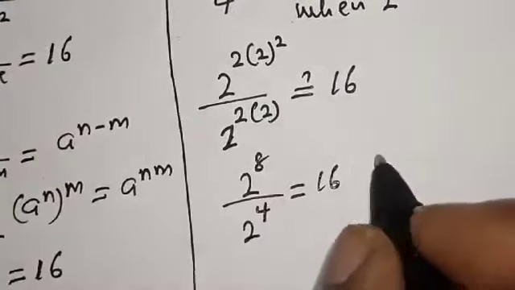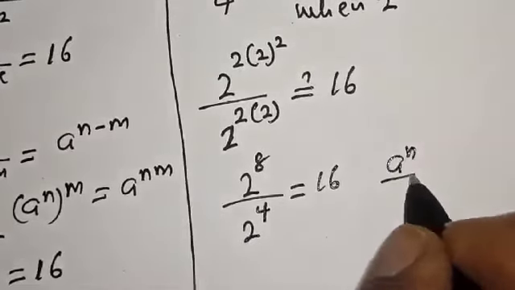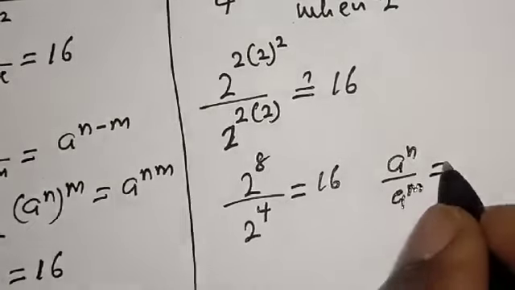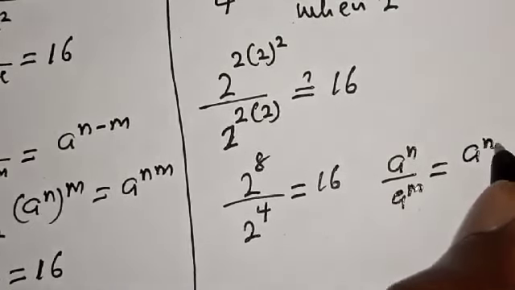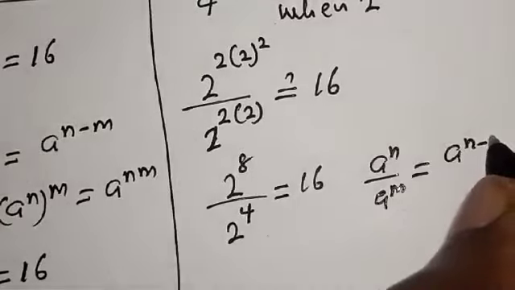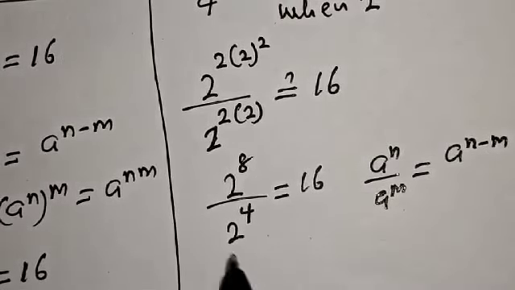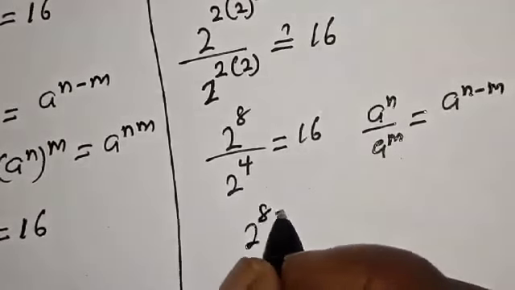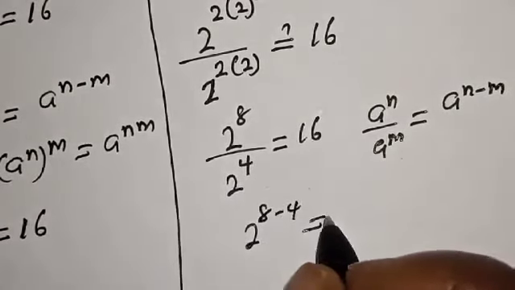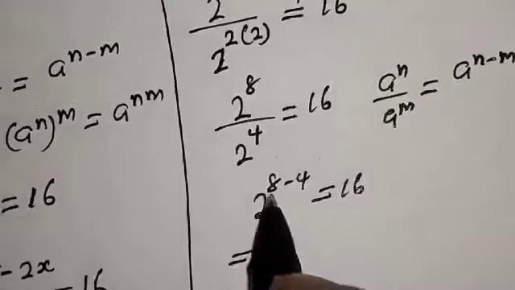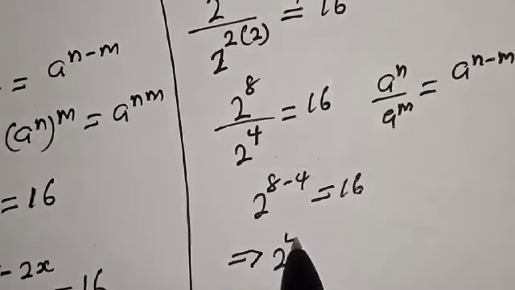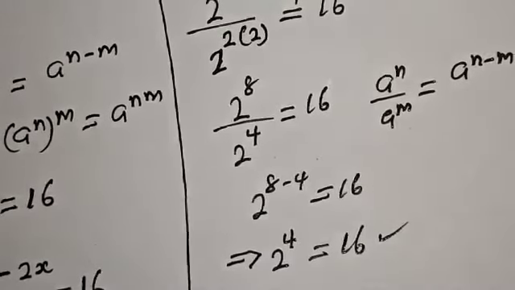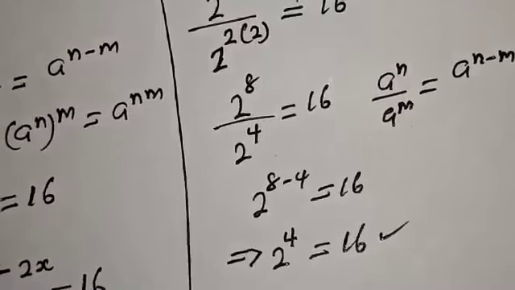Then remember this rule that if you have a raised to power n over a raised to power m, this is equal to a raised to power n minus m. And this becomes 2 raised to power 8 minus 4 must be equal to 16. 2 raised to power 8 minus 4 is 2 raised to power 4. This is equal to 16, which satisfies the given equation at s is equal to 2.